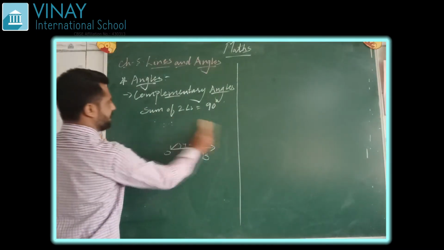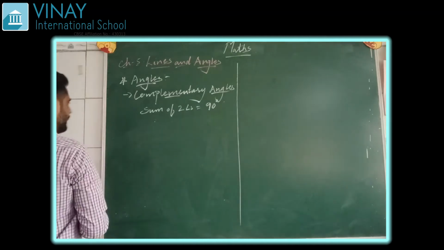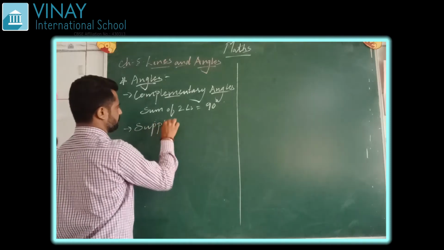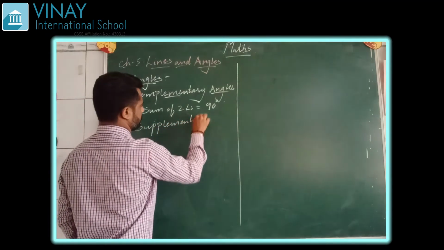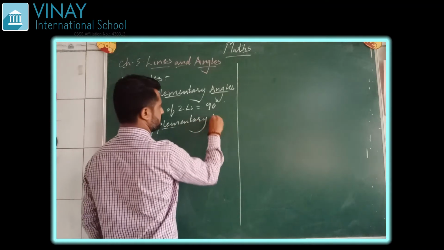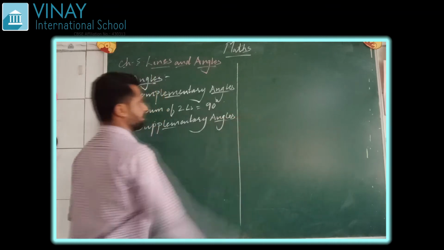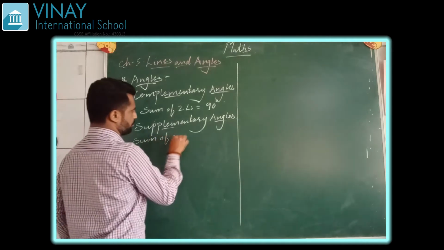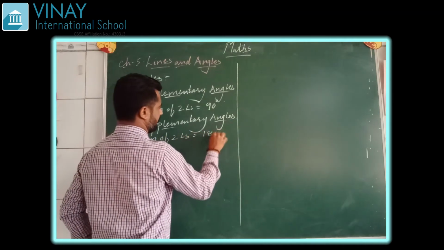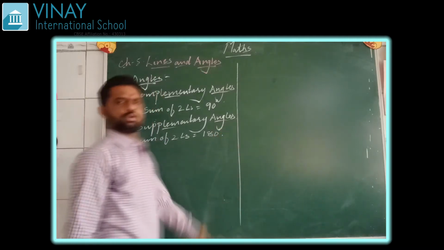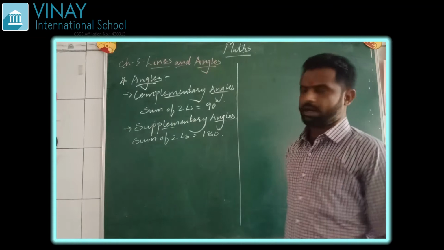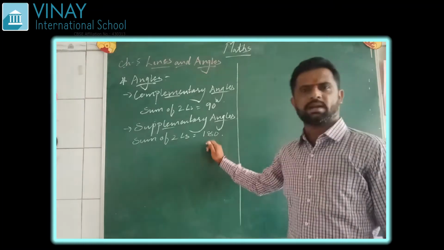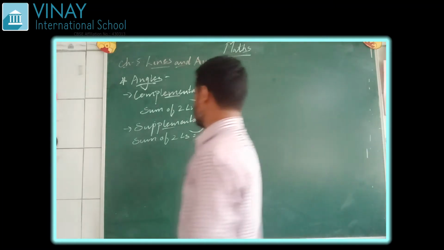Now let us see another pair of angles, that is supplementary angles. Supplementary angle means if the sum of two angles is equal to 180 degrees, then those two angles are known as supplementary angles. If the sum of two angles is equal to 180 degrees, then that is called supplementary angle.